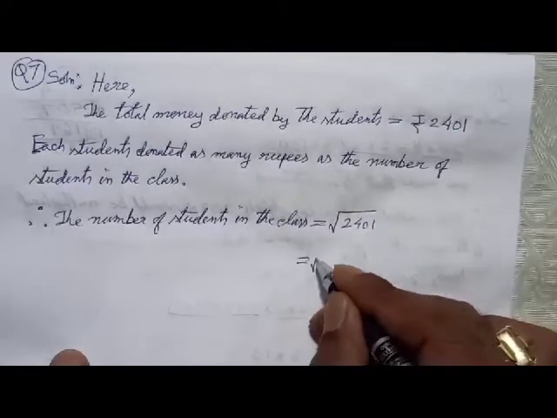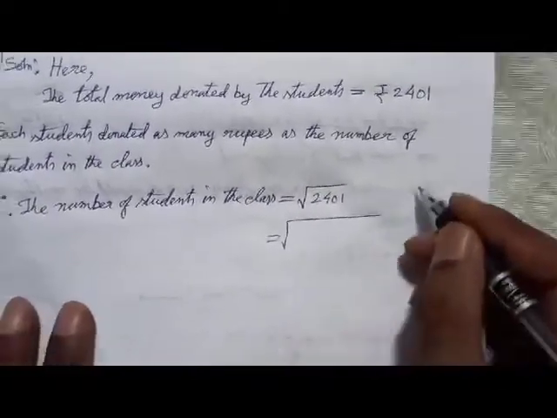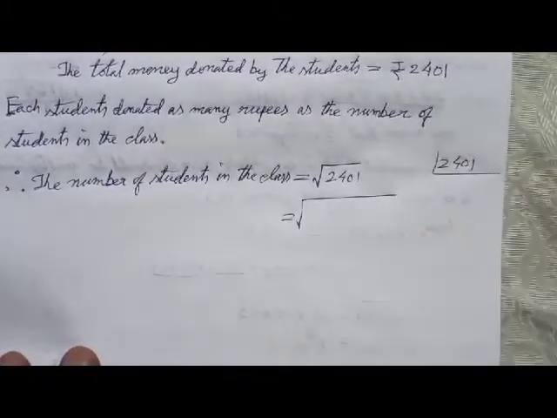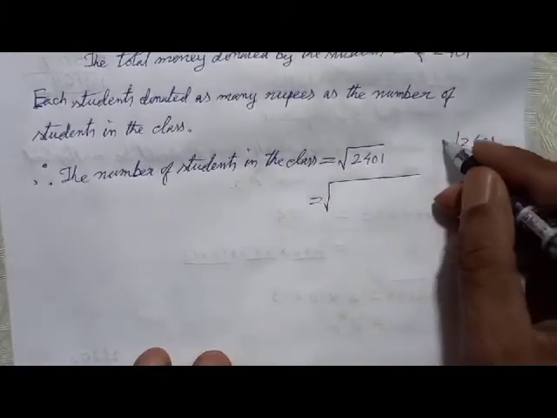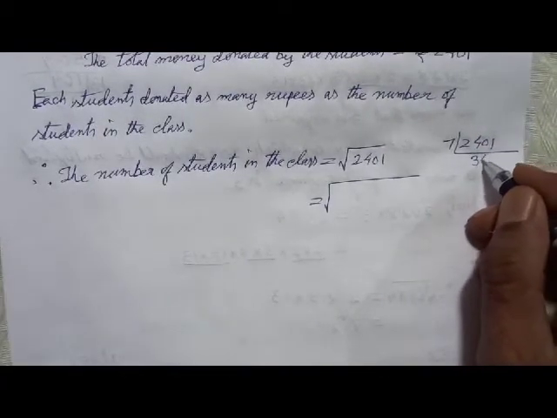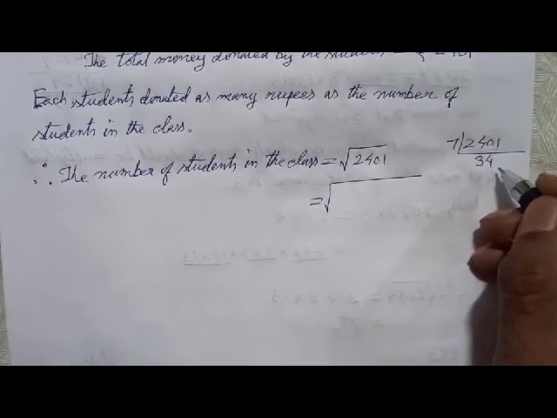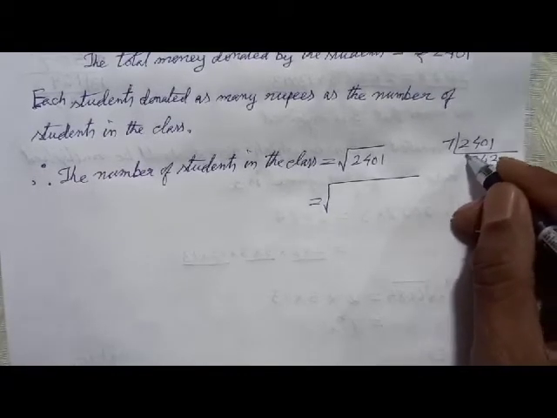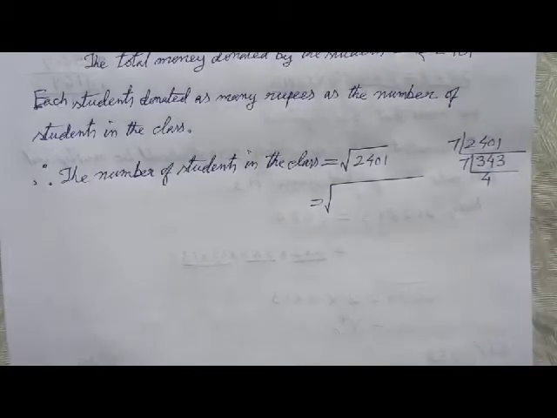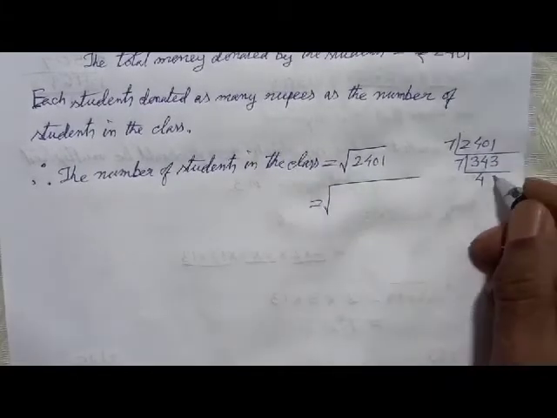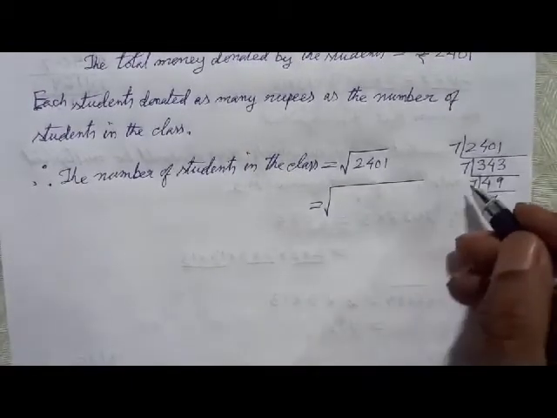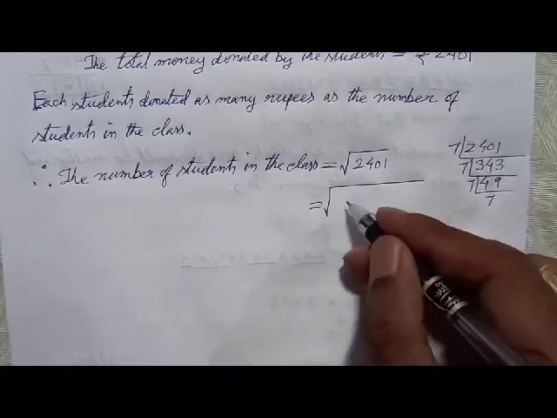2401 is equal to the square root of; let's find the factors of 2401. Let us divide by 7. 7 3s are 21, 22, 23, 24. 7 4s are 28, 29, 30. 7 3s are 21. Again, let us divide by 7. 7 4s are 28. 7 9s are 63. Again, divide by 7. 7 7s are 49. So the factors are 7, 7, 7, 7.